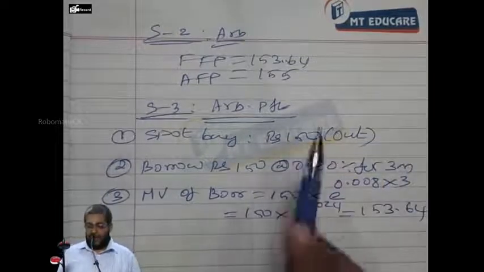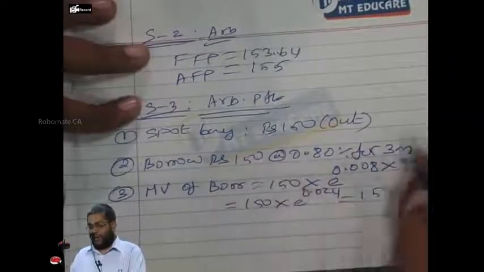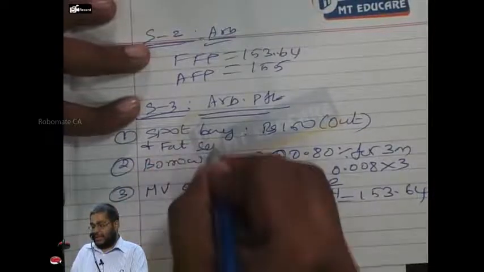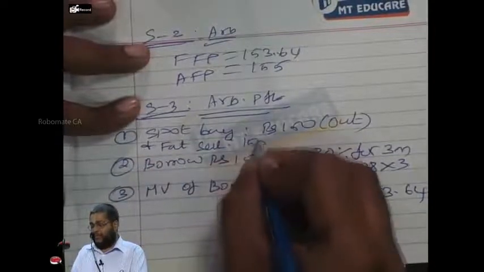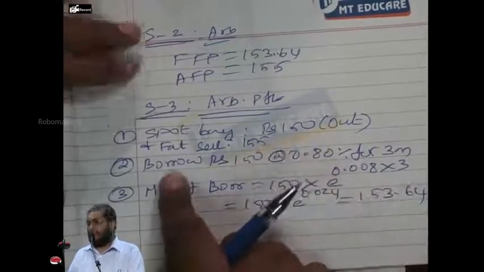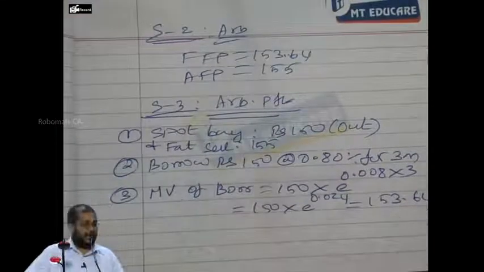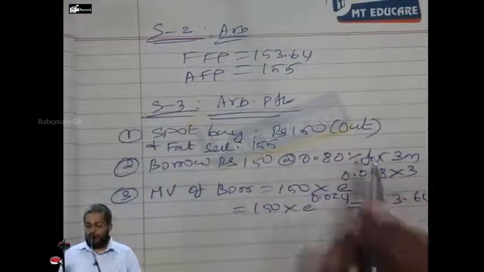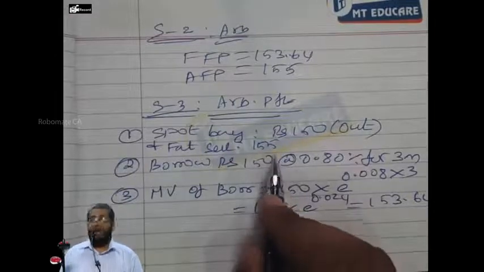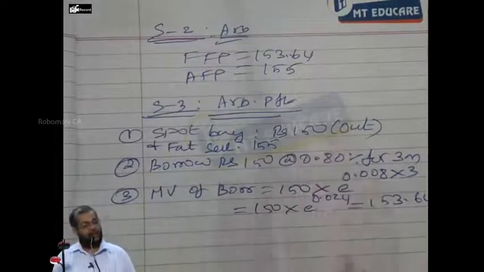No. I forgot: spot buy 150 and also futures sell. What is the futures sell price? 155. The strategy is spot buy 150 and futures sell 155. Now, for this 155, is there any cash flow today or not? No. There is only a contract signed; margin money, leave it. Everybody follow what I am saying?